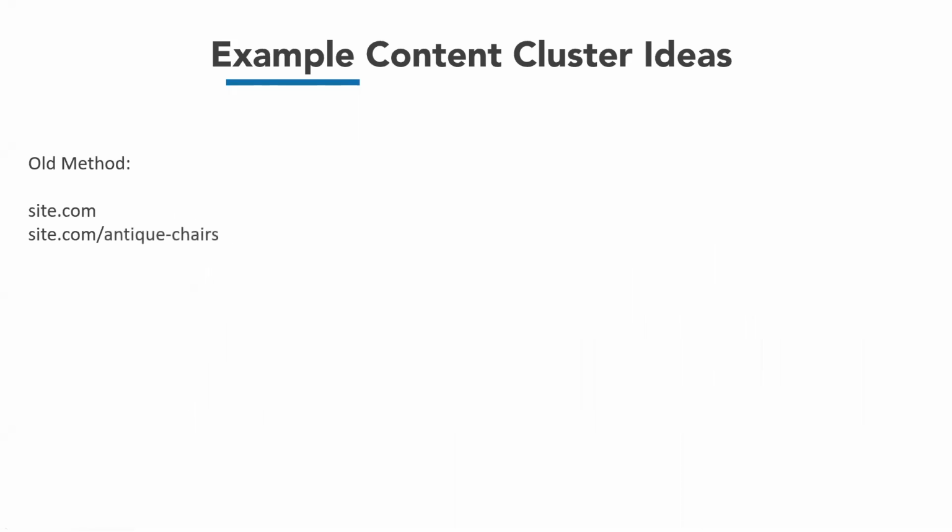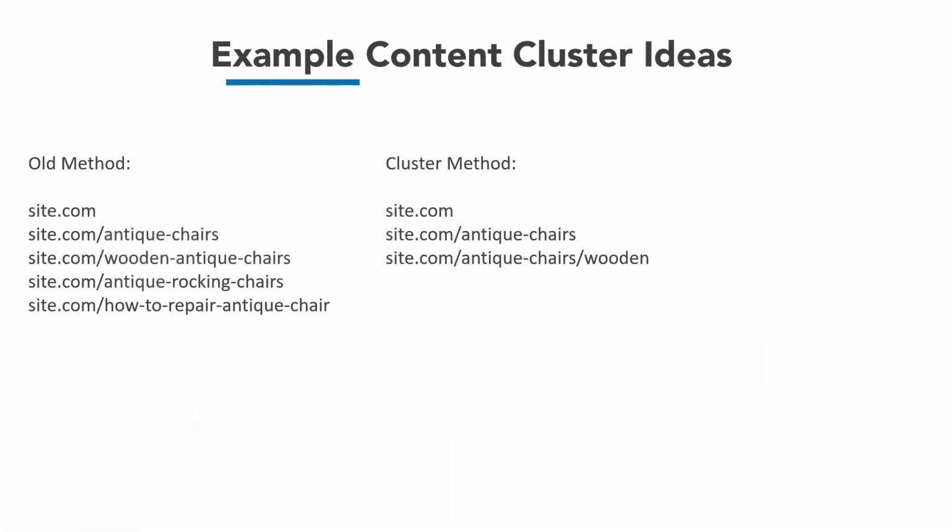So here's the old method. This one we'll look at antique chairs. Same exact method. Let's take antique chairs, make it the primary category, and put wooden, rocking, and maintenance underneath them.